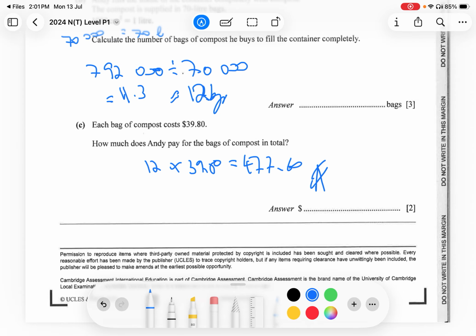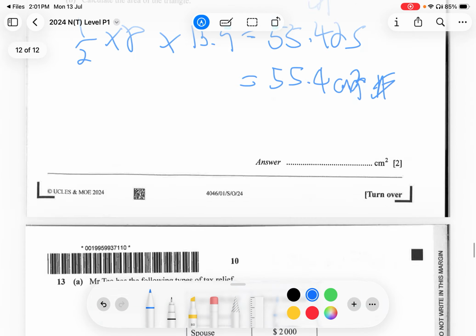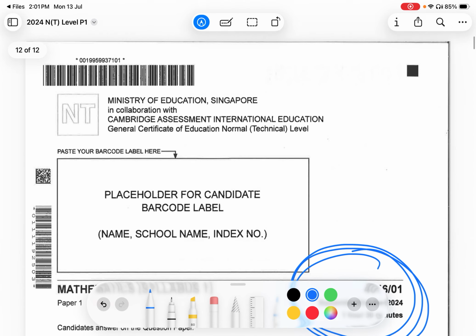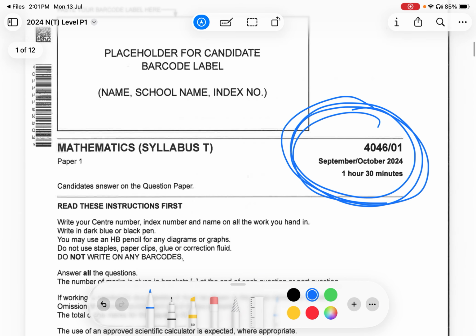That's all for this. Okay for this part. Are you okay with this? You can look through all this. If anything not sure, you can ask me because I'll go through with you for 2024 paper 1.